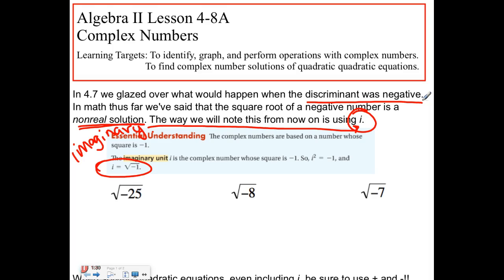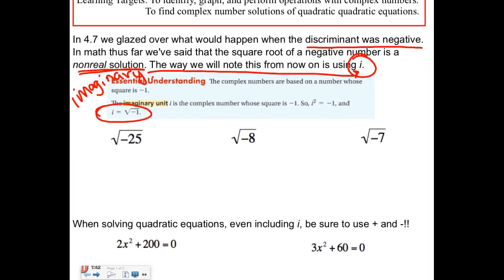So these first three problems here, this is kind of what your homework looks like. This is combining what we've done earlier in the chapter. And as you can see, we're square rooting all of these and they're going to be negative. So we know there's going to be an imaginary number inside of there.